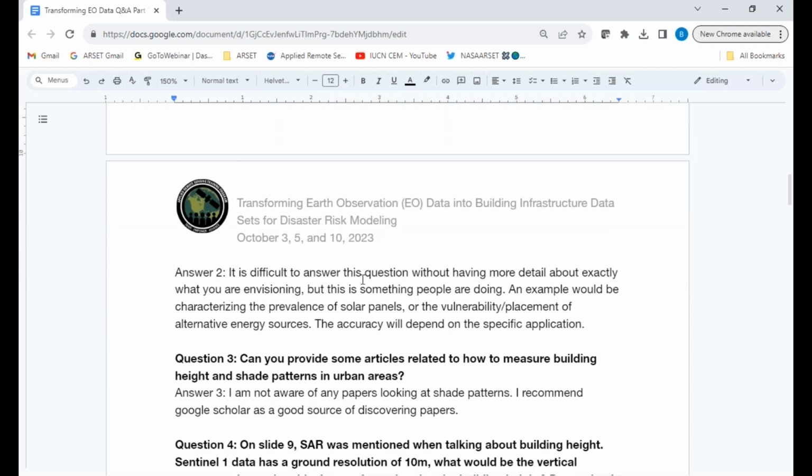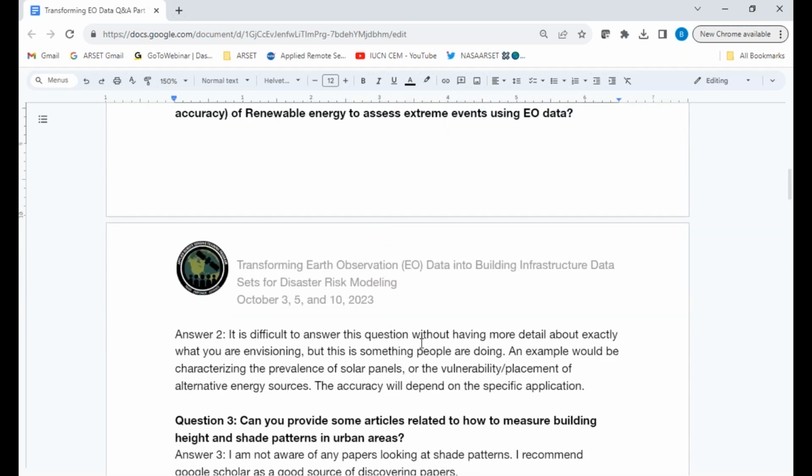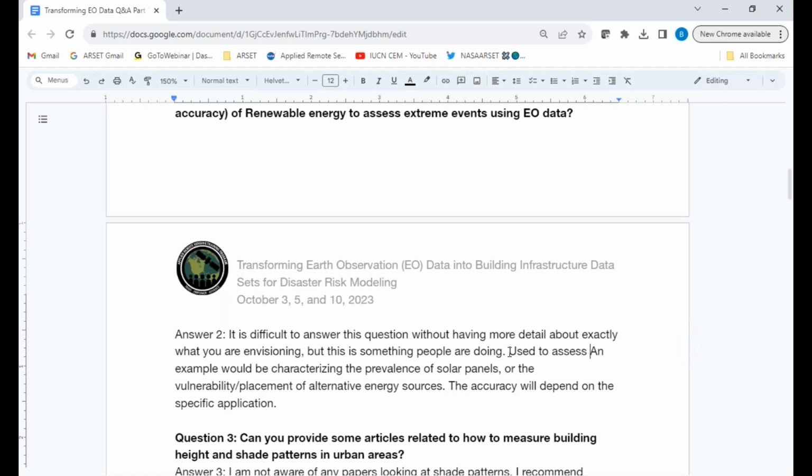Yeah, it's difficult to answer that question without knowing the specifics of the application. But exposure data is definitely being used to assess transition risk. One thing that we've been involved with is looking at the vulnerability of new sites, placement of new sites, or the risk associated with solar panels. Accuracy is really going to depend on the specific application.